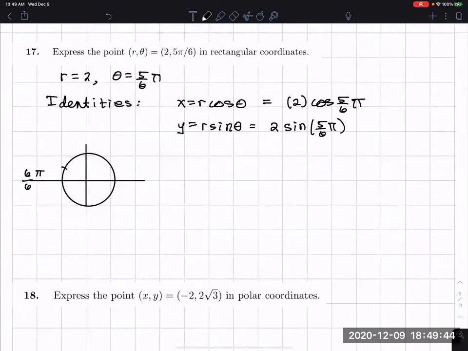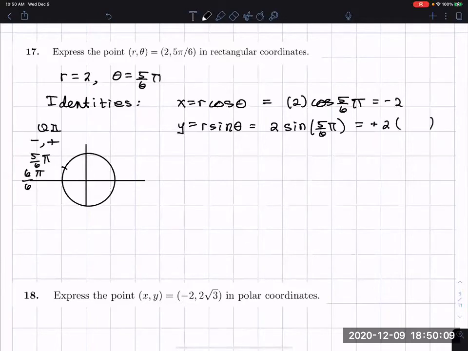5/6 pi will be just a little bit above. And the reason I care about that is that it's in quadrant 2. And so in quadrant 2 the x coordinate is negative, y coordinate is positive. And cosine is the x coordinate, and sine is the y coordinate. So for the cosine, I'm going to get a negative. Cosine 5/6 is going to be negative. Sine will be positive. All right.